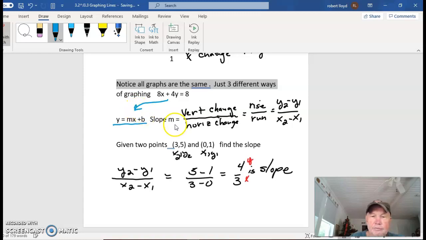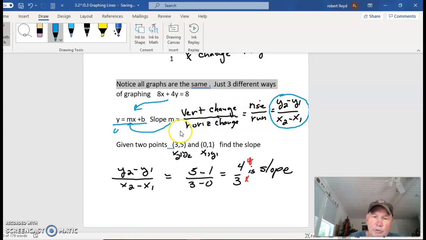So the key to graphing is solving the equation for y. You'll get it in the form y equals mx plus b, where m is always the coefficient of the x in it. The slope is defined as the vertical change divided by the horizontal change, or the rise over the run, or this formula right here, which is the slope formula.